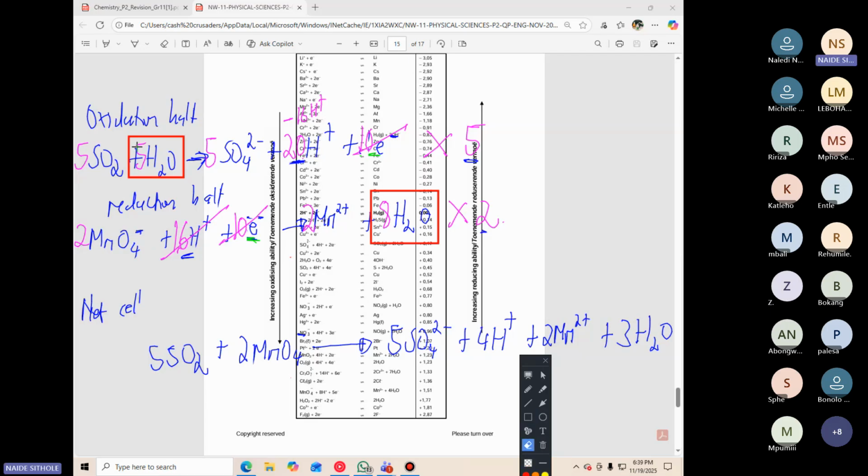Wait, didn't we have a 2 here? We had a 2 here, so that means it was supposed to be 10. Okay, no, I'm wrong. It was supposed to be 10. Okay, my mistake here. We had a 10 initially, we had a 2 initially, so if we multiply it by 5, it becomes 10. So this is supposed to be 5SO2 plus the 2H2O, yes. And then here they cancel. So this 10 minus this 8, and we are left with 2 on that side.